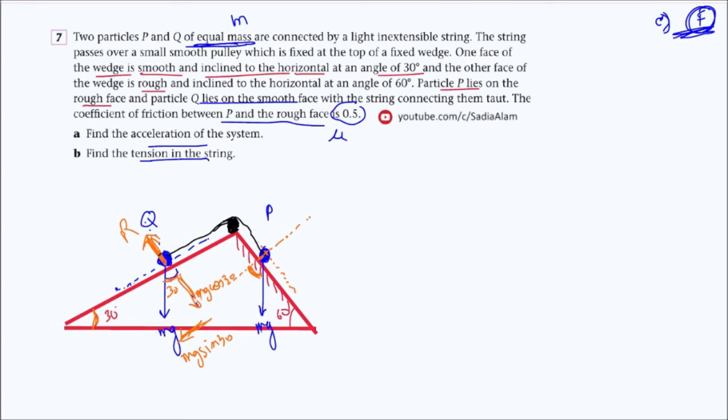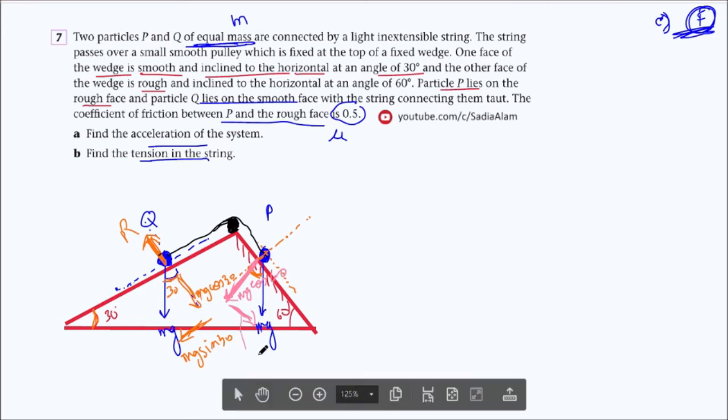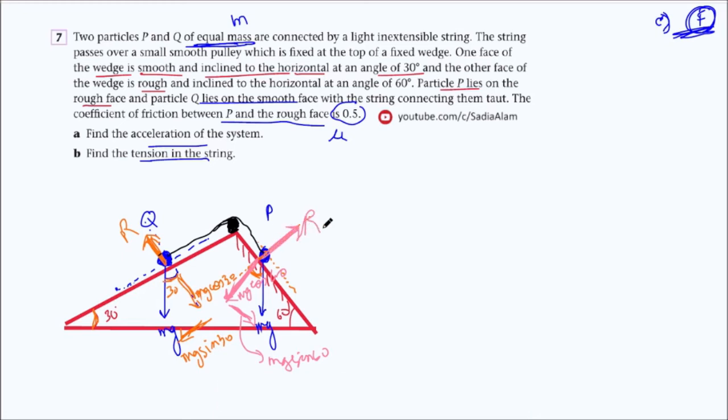It's way too congested here. Okay, wait. So this is mg cos 30 and that's mg sin 30. Mg cos 60 and this will be mg sin 60. And we have a reaction force. Okay, so I'm more or less done with the diagram. I will just form two equations now for particles P and Q.